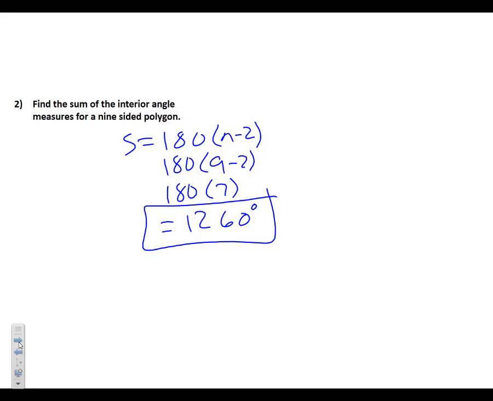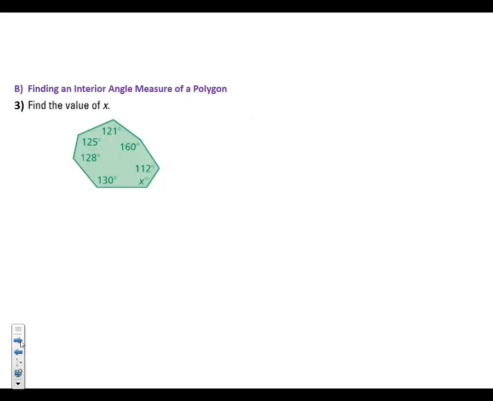Well, that's pretty straightforward. Now let's use that to help us find an angle on the inside of that polygon. It says find the value of x. So I'm looking, here's x. Well, the first thing I need to know is what is the sum of all of them? Because if I know what the sum of all of them is, then I can use that to help me find the value of x.